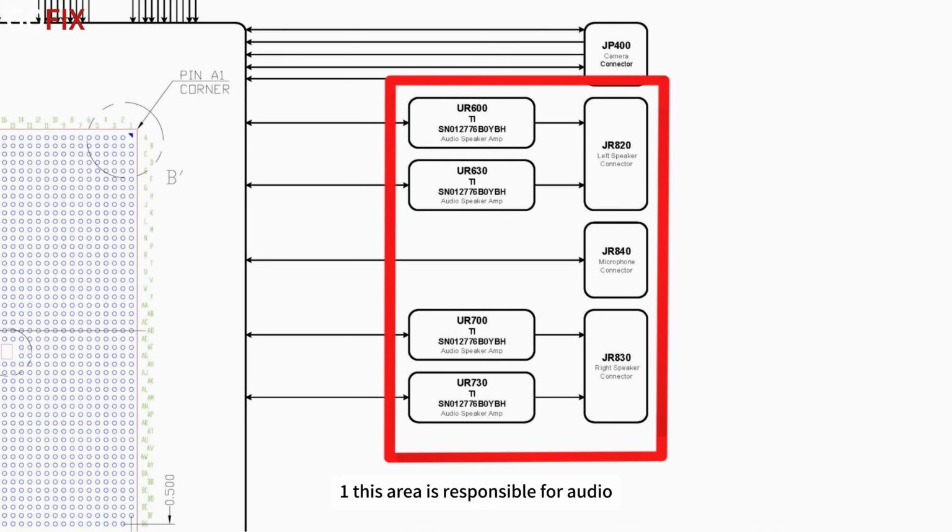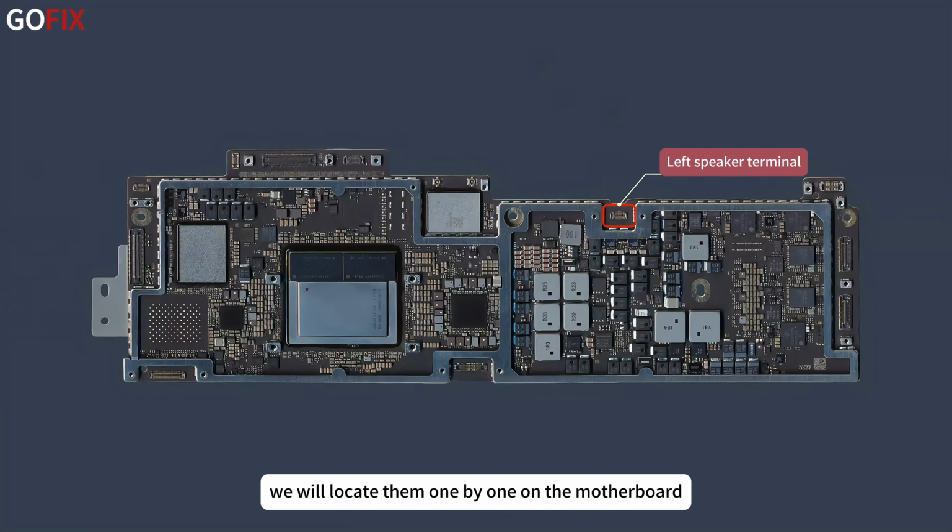This area is responsible for audio signal processing and connection. There are three key connector interfaces distributed here: the left channel speaker, the right channel speaker, and the microphone connector. Next, we will locate them one by one on the motherboard.